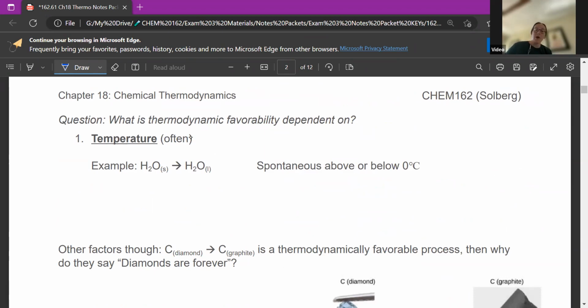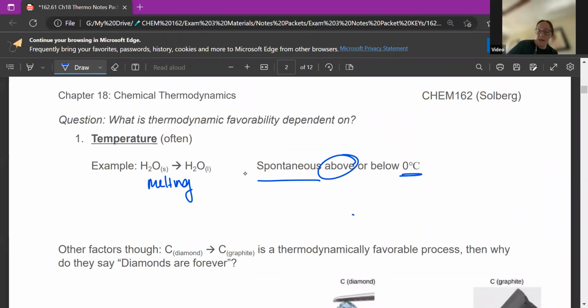I'm going to look at water going from solid to liquid. So this would be like ice to liquid water, right? So this is the process of melting. Is it spontaneous for it to melt above or below 0 degrees Celsius? Well, you'd be like, well, spontaneously, ice melts above 0 degrees Celsius, right? So if you're at a certain temperature, this process is spontaneous. If you are below that temperature, that process is actually not spontaneous. The reverse reaction would be spontaneous.